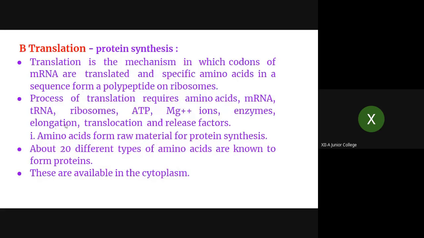Then elongation means when the amino acids are coming close to each other, carried by the tRNA, they are to be joined, and that is what elongation is. And the movement of the ribosomal subunits along the codons on the mRNA is called translocation, and then the release factor. I will tell you these two points at the end.